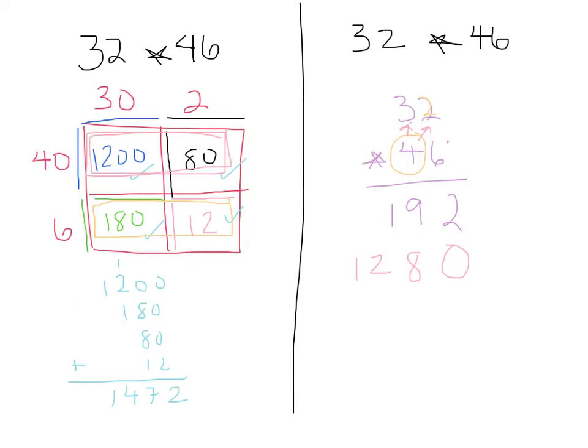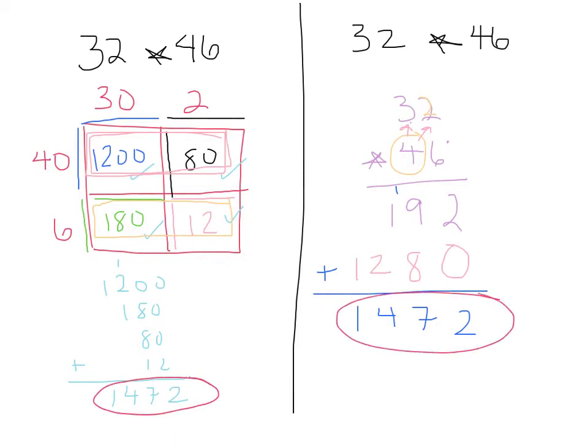Okay, now I'm going to add these two lines here. And I get 2, 17, carry the 1, 4, and 1. I get the same exact answer. I get 1,472. And I do not care which way you do this, and you only have to pick one way.